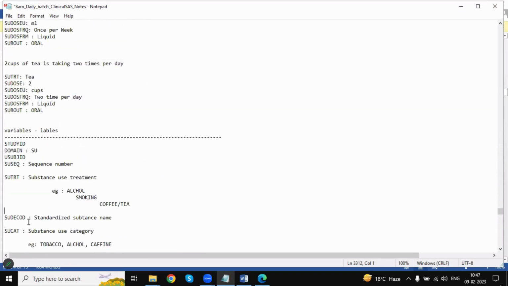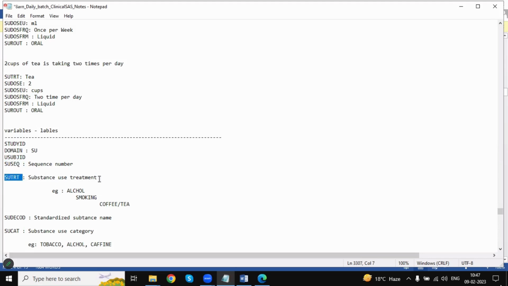Okay. So these are the common variables: study ID, protocol name, name of the study, domain. We are discussing the SU domain, so we have to capture it as SU. USUBJID is a combination of study ID, site ID, and subject ID. Sequence number, yes, we have to derive the sequence number separately.